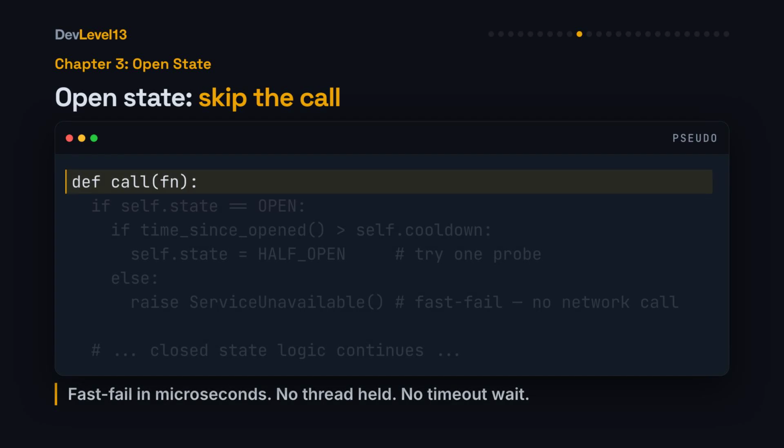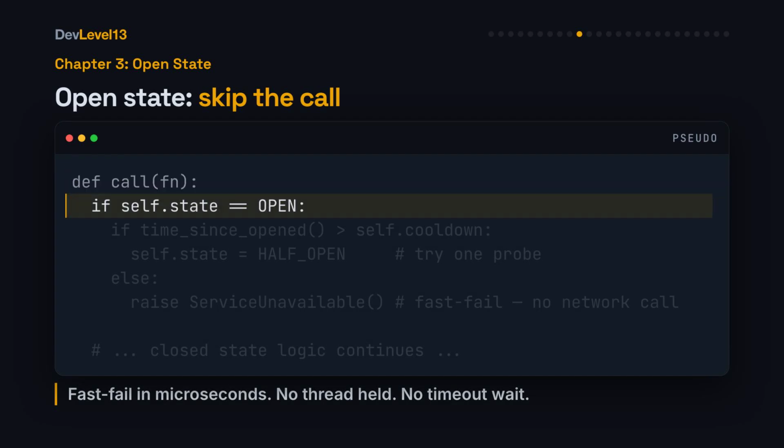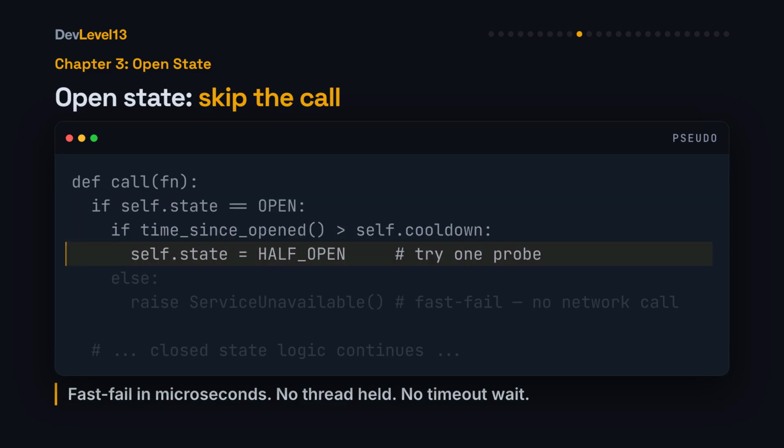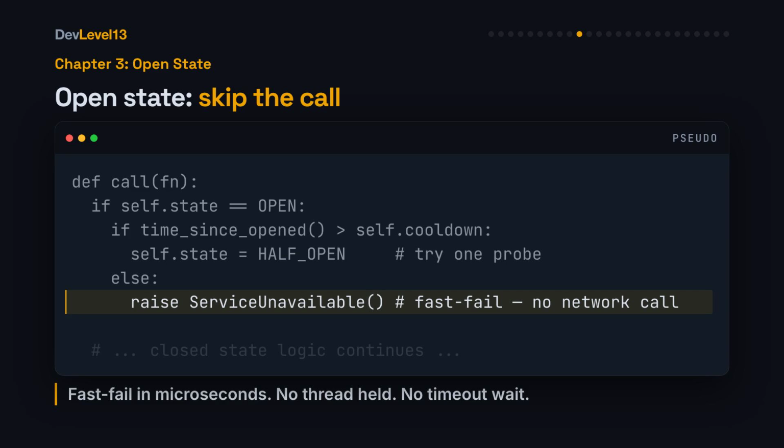In the open state, the breaker checks if enough time has passed since it opened. That's the cooldown period. If not, it throws immediately without any network call. If the cooldown has expired, it transitions to half-open to test whether the dependency has recovered.